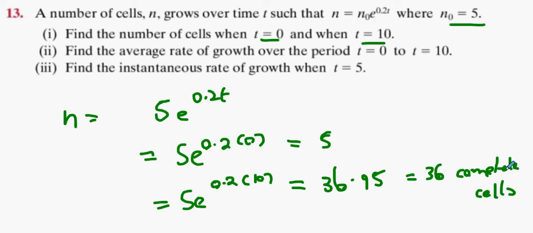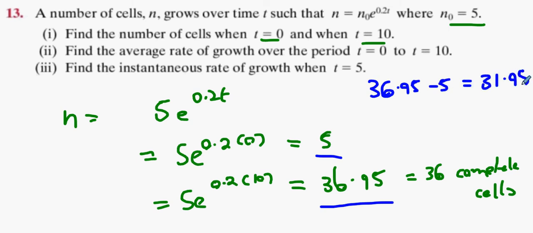Okay. What is the average growth rate for this period? Okay. What's 36? Sorry, what's 36 take away 5? Actually, we'll do the full thing. What's 36.95 take away 5? 31 points. And divide that by 10 seconds, and what do you get? An average of 3.195 cells per, is it per second or per minute? Doesn't say. Cells per unit.